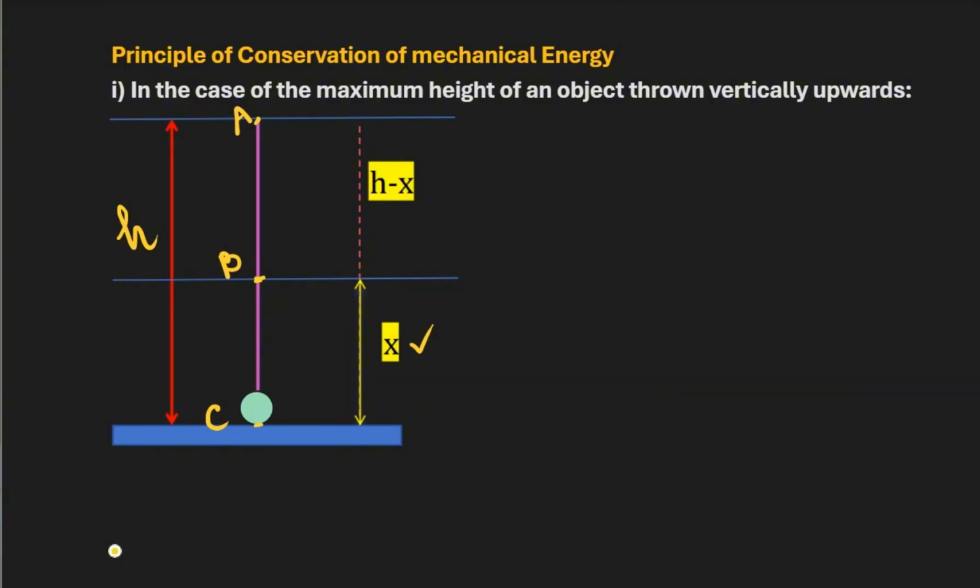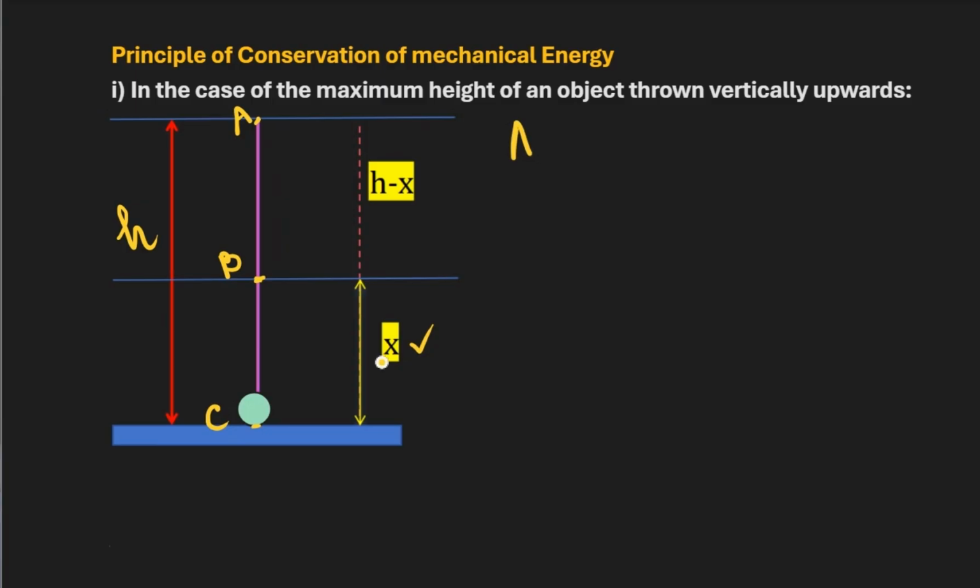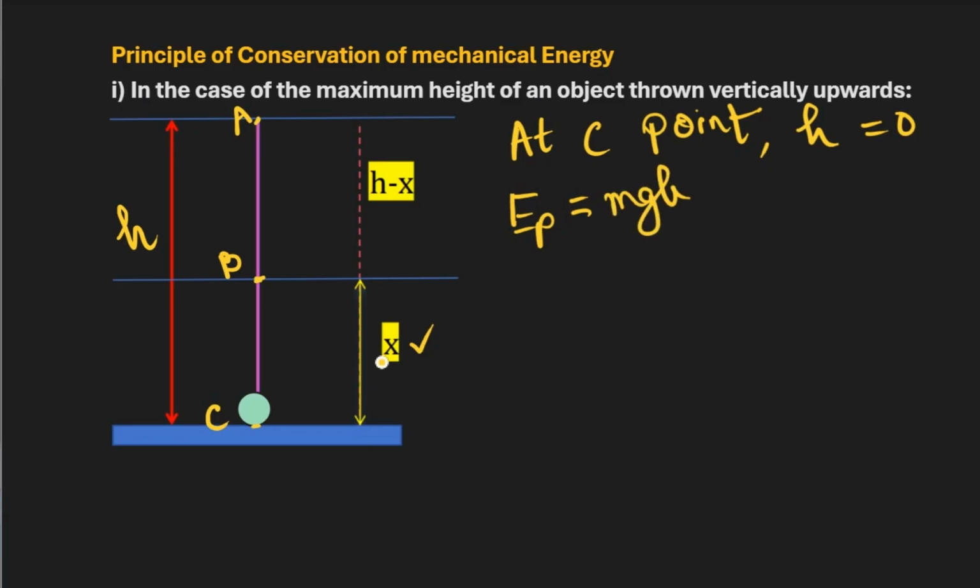So the very first point is C. At this point, the object is here. When the object is at point C, h is actually 0. So the potential energy, which is obviously mgh, will be 0 joule.